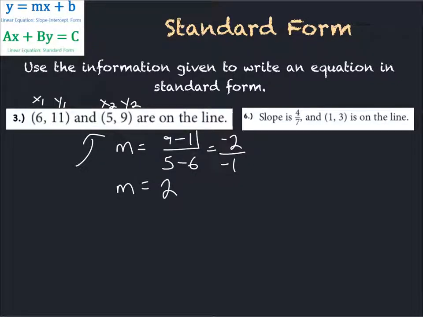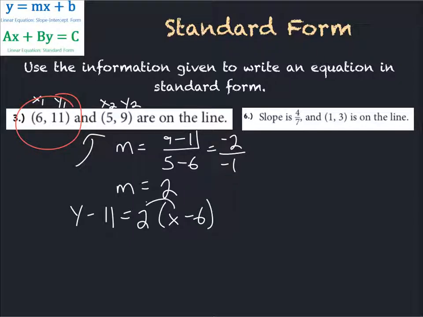Now we could write an equation in point-slope form. I'm sorry, I got a little ahead of myself, but remember, you could use any point that you want. I'm going to choose the first one. So if we use the first one, it would be y minus 11 equals your slope, which is 2, times x minus 6. Go ahead and distribute. You get y minus 11 equals 2x minus 12.